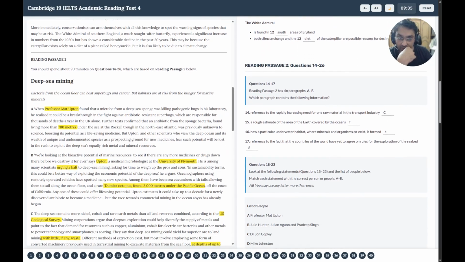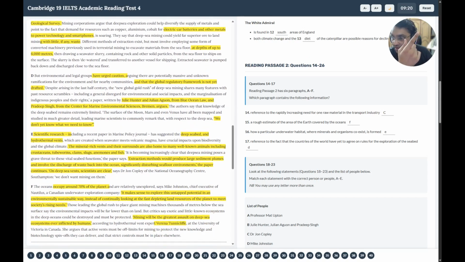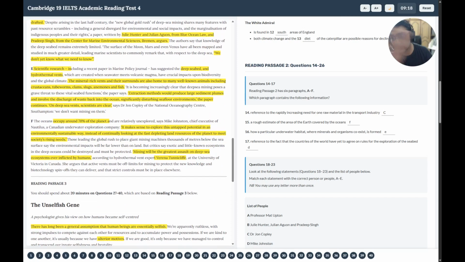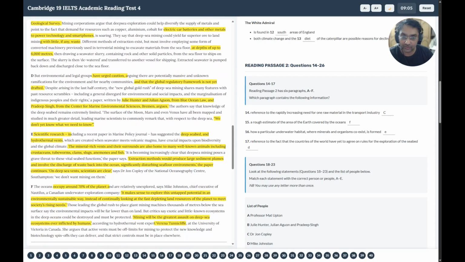Deep sea mining. Okay, the transport industry, electric car batteries and other metals to power technologies, smartphones. C, a rough estimate of the area of the Earth covered by the oceans, occupy around 70% of the planet. So if you had been scanning, you would immediately have highlighted 70%. 6,000 meters, depths 3,000 meters. These numbers carry weightage.